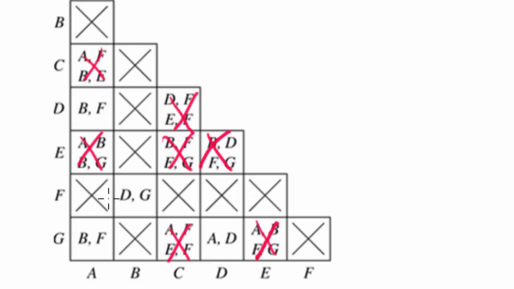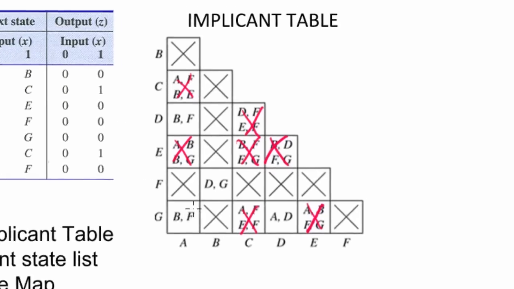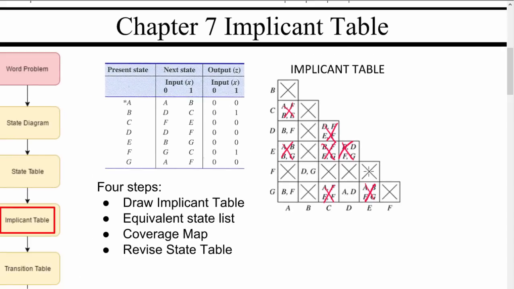All right. A and G can still equal each other. A and F. A and E. A and D can still equal each other. A and C. A and B. No. Okay, so this is good. Now we're ready for the equivalent state list.